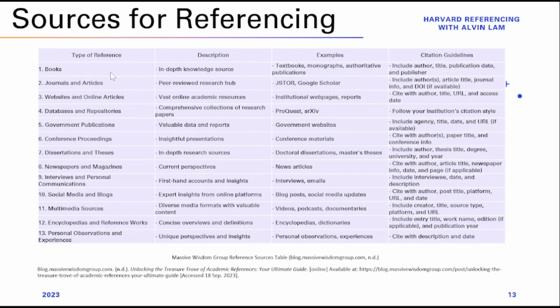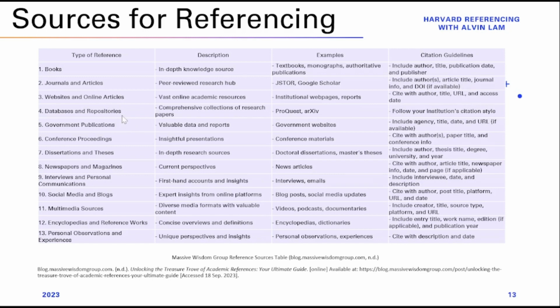First, you have books, right? Books like your textbooks, books in general. You will include the author, the title, publication date, and publisher. Journals and articles, e-journals, right? Typically, these journals are peer-reviewed, so they are more credible. You could find them in JSTOR, Google Scholar, and the citation guidelines will require you to have the authors, the article titles, journal info, and DOI, right? Then we have websites and online articles. You will cite with authors, title, URL, and access date.